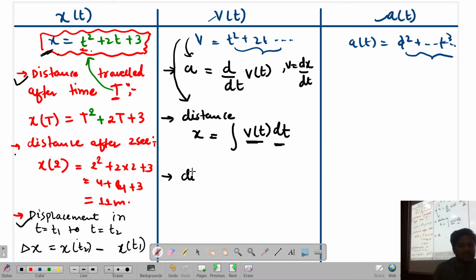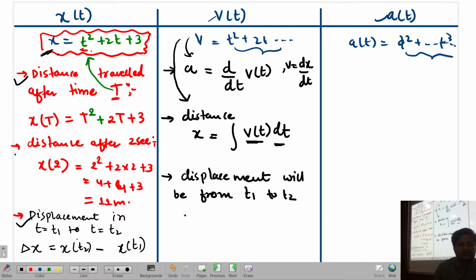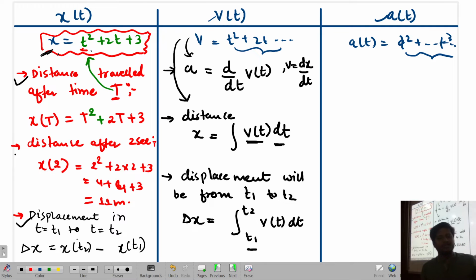If someone asks you to find the displacement from the velocity, the displacement will be between some time t1 to time t2. A similar equation will be there for the displacement, and just one thing will change. Here the limits will come, from time t1 to time t2, of v of t into dt. So from velocity, if someone asks you acceleration, you apply this formula. If someone asks you distance, you apply this formula. If someone asks you to find the displacement, just change the limits from initial time to final time.